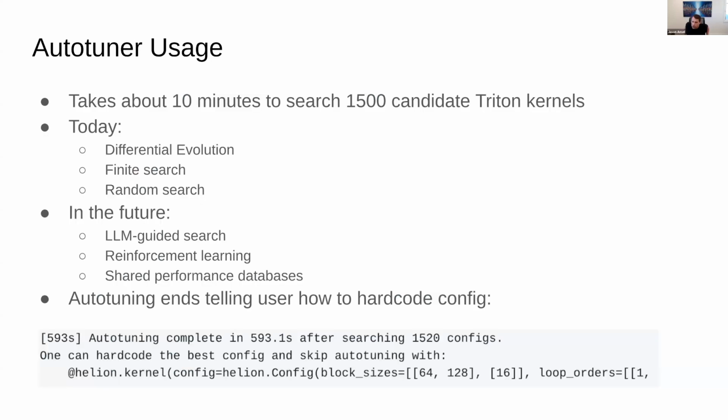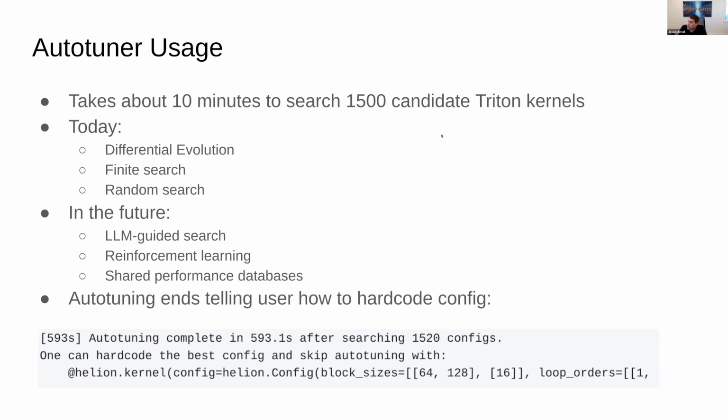So how is the Autotuner used? Today, this might change in the future. The Autotuner takes about 10 minutes to search 1,500 candidate Triton kernels. Right now, we're mainly using differential evolution, but in the future, we're interested in other types of search techniques, such as using LLMs or reinforcement learning or shared performance databases. I think there's a lot of room, and we're definitely open to contributions from the community as well in how you search this configuration space more efficiently.